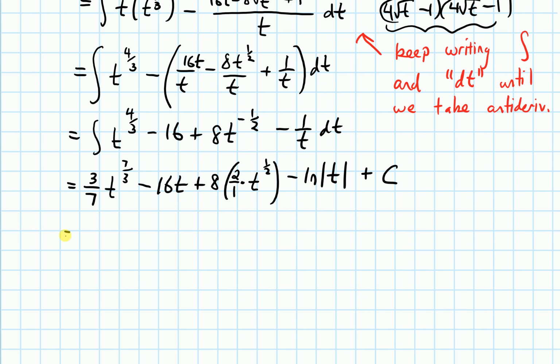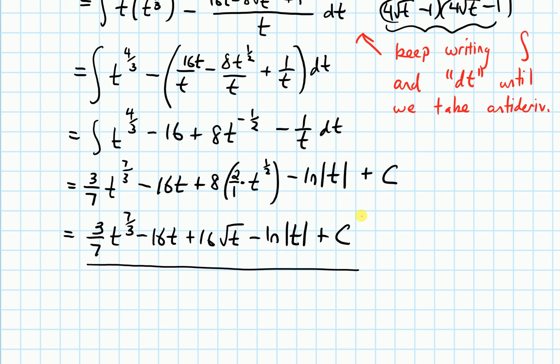Okay, a little bit of simplification. This is 3/7 t to the 7/3 minus 16t. 8 times 2 is 16. So I get 16, and then I could either keep this as t to the 1/2, or I could write this as square root of t if I want to. And then minus ln absolute value of t plus c. And that is my antiderivative.